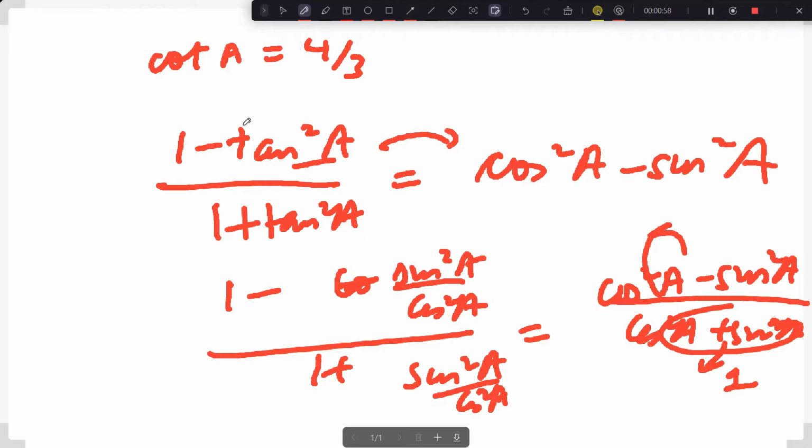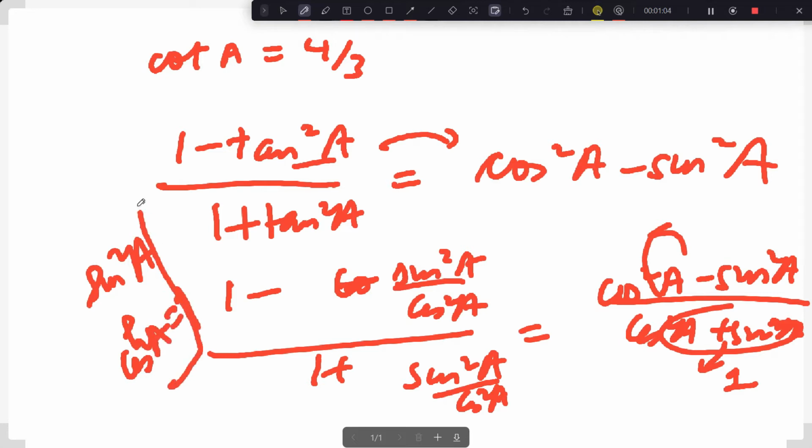Basically, what is being used here is sin square A plus cos square A is equal to 1. But we'll come to this. I'm just giving you a little bit of insight into this question. Let's move on to the next question, which is given in our textbooks.